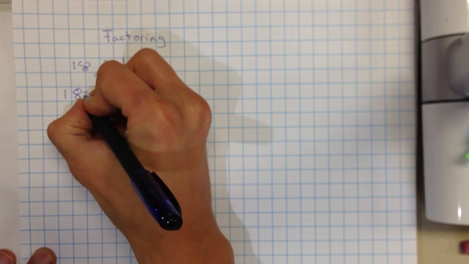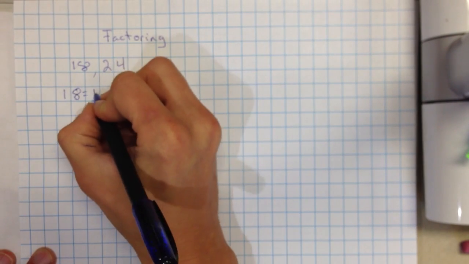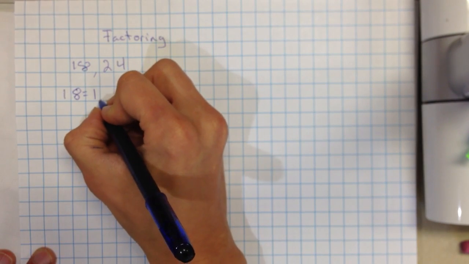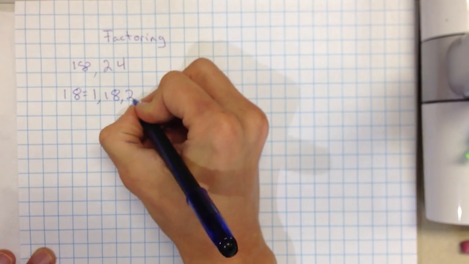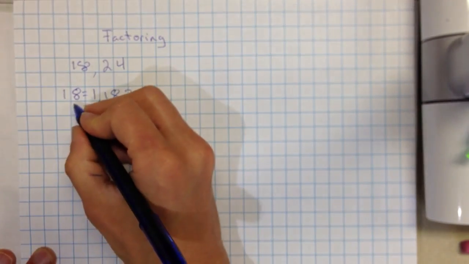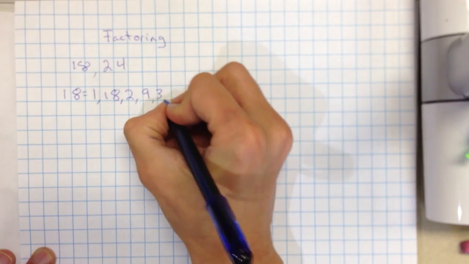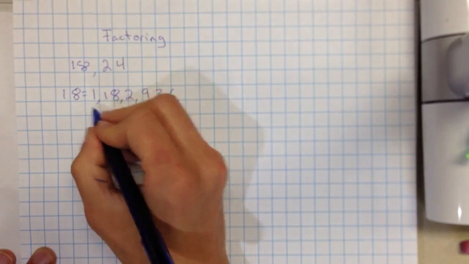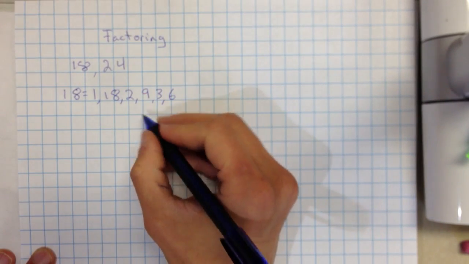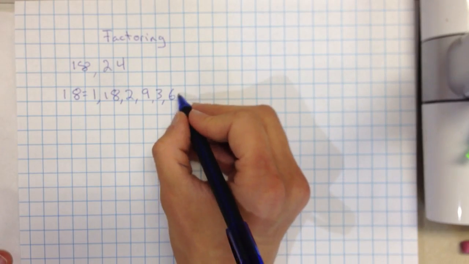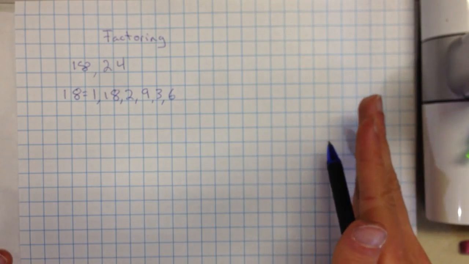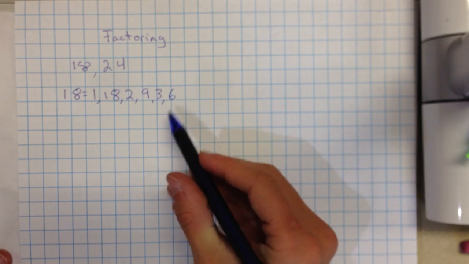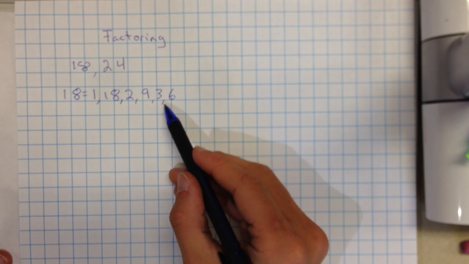So I have 18. I could do 1, and I'm going to think the factor pair. 1 and 18. Then go to 2. 2 and 9. 3. I could do 3 and 6. 4. Can't divide by 4. 5. No. 6. Oh, I've already got 6 here. So if I'm starting at 1 and working my way up, once I hit a number that I already have, then I'll know I've found all of them.